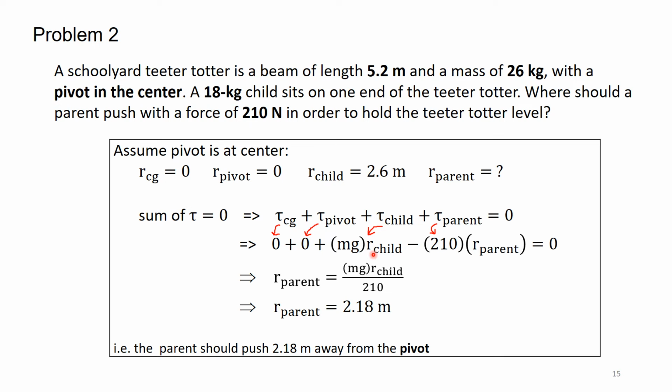So in this equation, you can rearrange, solve for the R parent, and that's equal to mg times R value of the child divided by 210. And then you plug in the R value of the child, that's 2.6 meters, into the equation and calculate, you get 2.18 meters. So that's the answer we are looking for. The parent should be pushing 2.1 meters away from the pivot with a force of 210 newtons to keep the teeter-totter at equilibrium.